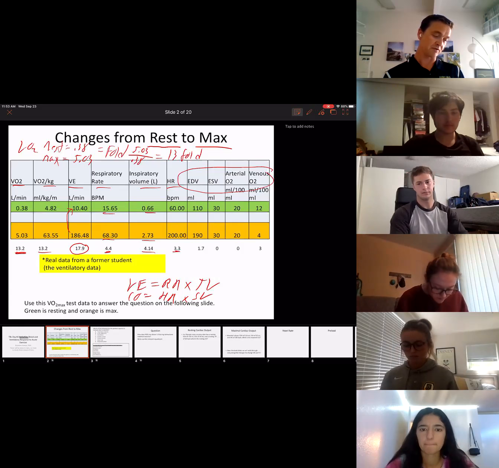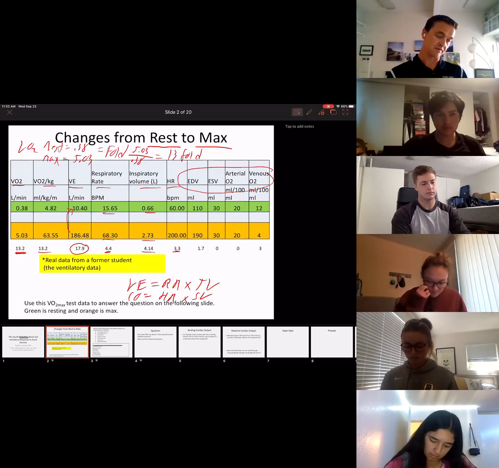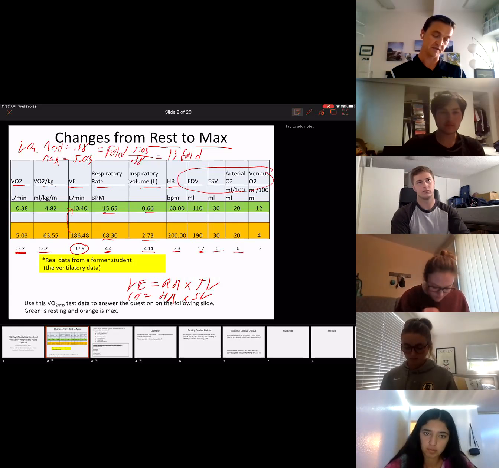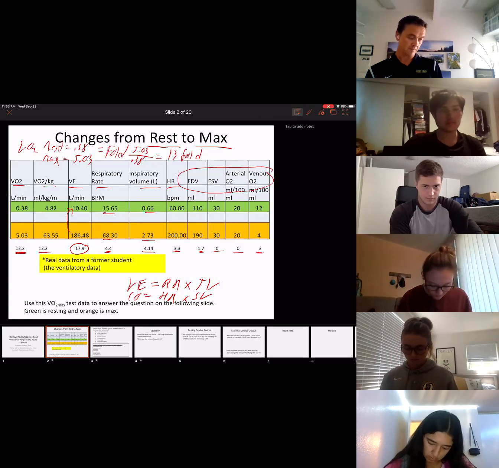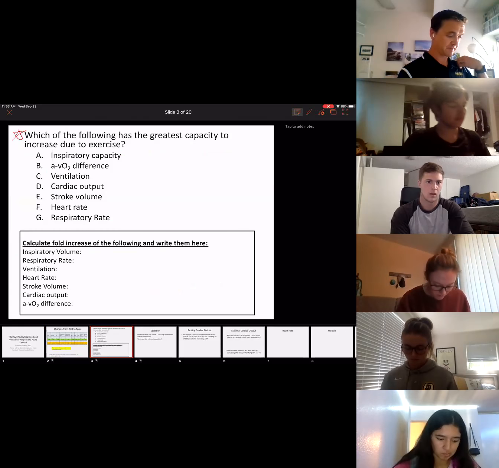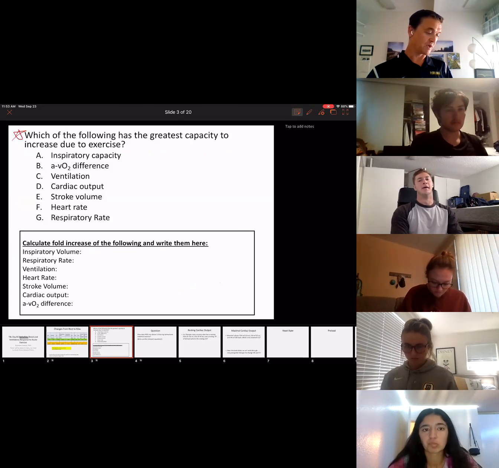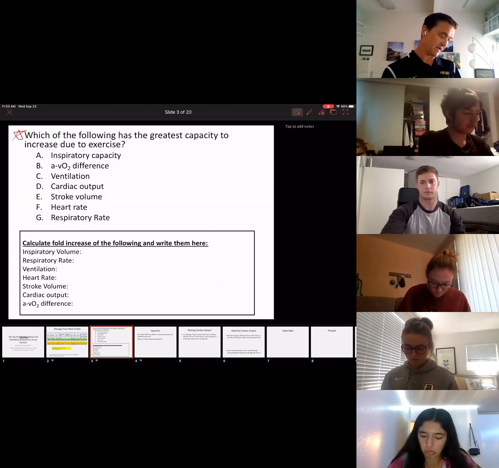Heart rate, we got about a 3-fold change in heart rate. End diastolic volume goes up some, and systolic volume none at all. Arterial oxygen content none, and venous actually goes down, right? Okay, so let's look at that. So our inspiratory capacity, so we got these here. The ones that we had to calculate were cardiac output, right?